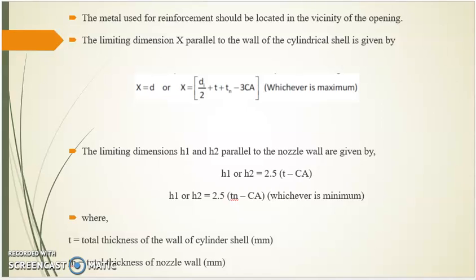The metal used for reinforcement should be located in the vicinity of the opening. The limiting dimension x parallel to the wall of the cylindrical shell is given by x is equal to small d, or x is equal to Di divided by 2 plus small t plus tn minus 3Ca, whichever is maximum. The limiting dimensions h1 and h2 parallel to the nozzle wall are given by h1 or h2 is equal to 2.5 into (t minus Ca), or h1 or h2 is equal to 2.5 into (tn minus Ca), whichever is minimum, where t is the total thickness of the wall of the cylindrical shell in mm, tn is the total thickness of nozzle wall in mm.